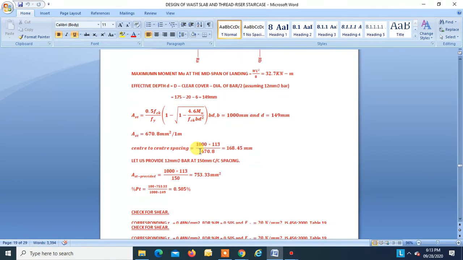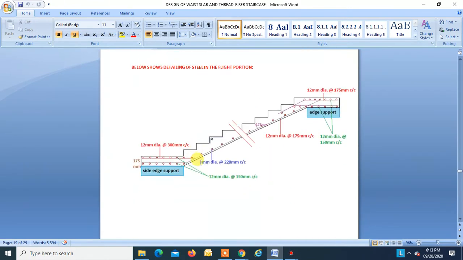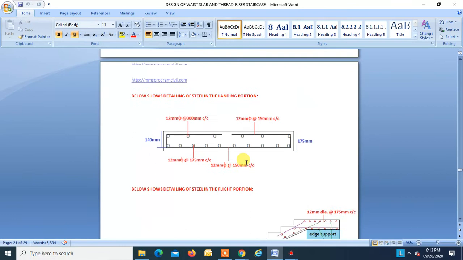So let us see in the diagram. All these dots are the distribution steel in the flight. Okay. So 8 mm dia at 220 mm center to center. That is what we are providing.